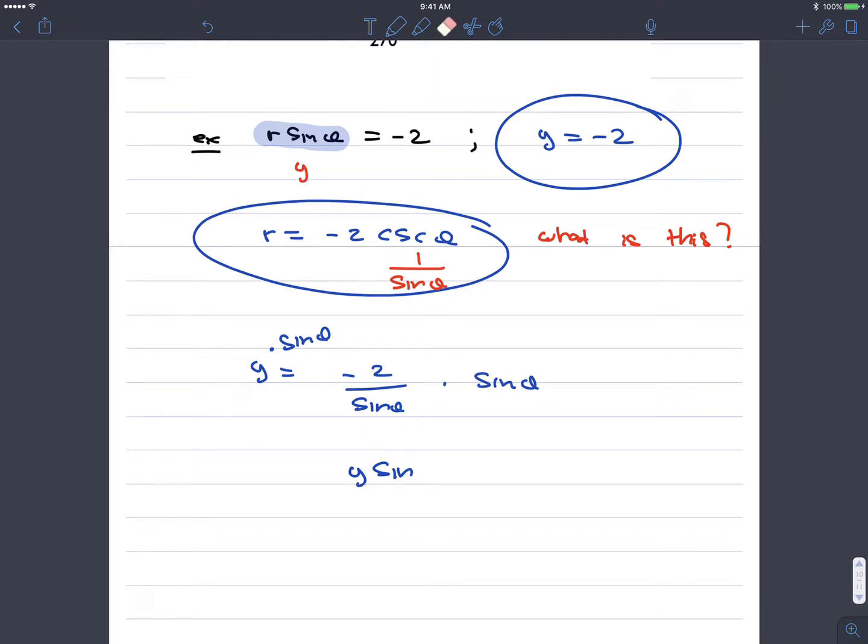Where's r? Sorry. You get r sine theta is -2. So I just want to point out to you, oh, wait a minute, what are we doing? Yeah, that's the same equation. Just want to point out to you they're equivalent.